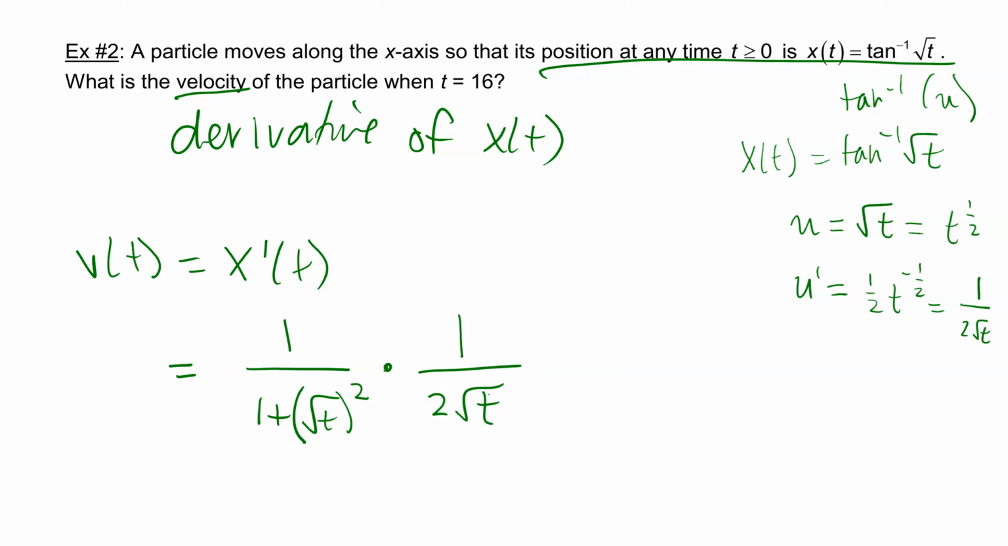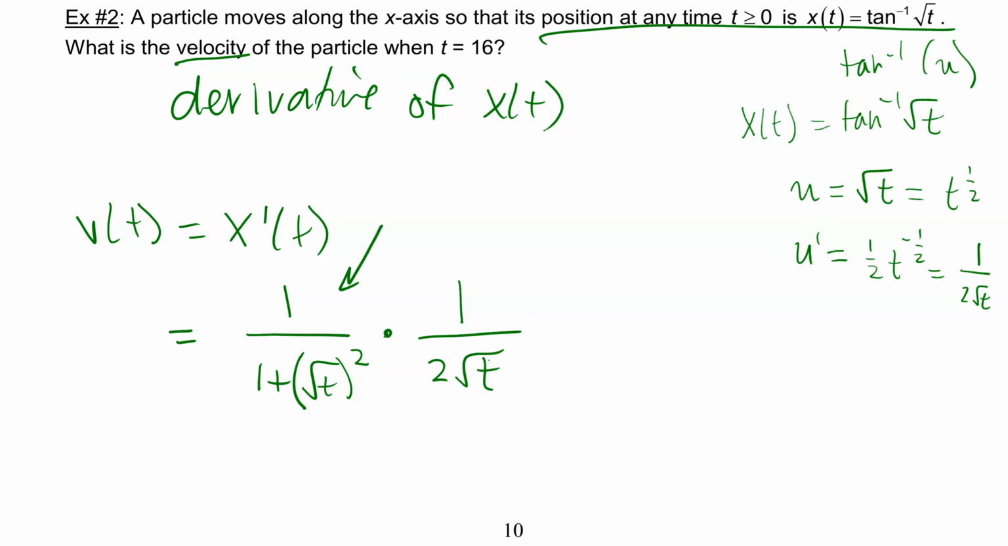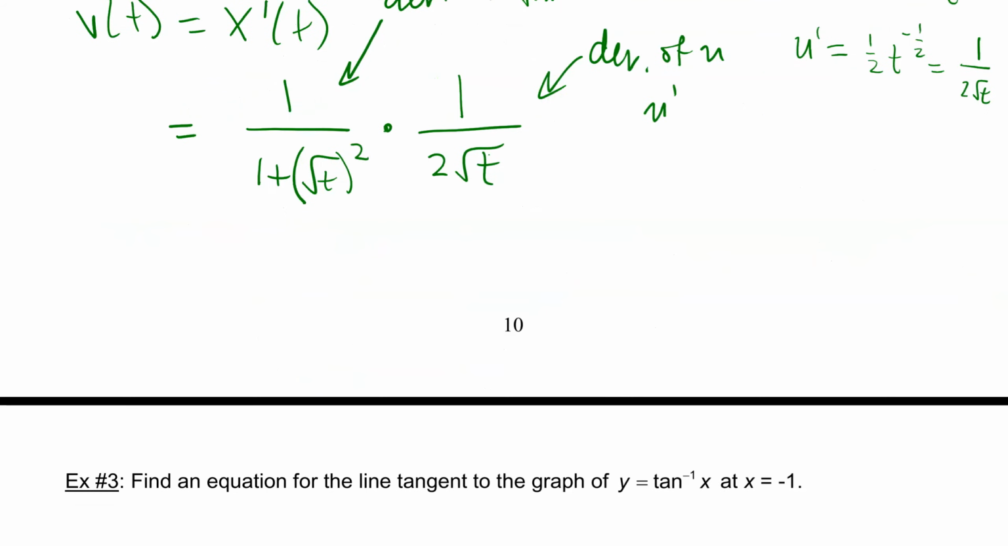Oh, and then the square root and the square, you're just taking u. Exactly. So this is the derivative of tan inverse. This is the derivative of u, aka u prime. So v of t, aka the velocity equation, is going to be 1 over 1 plus t times 2 root t. I'm just going to leave it this way.